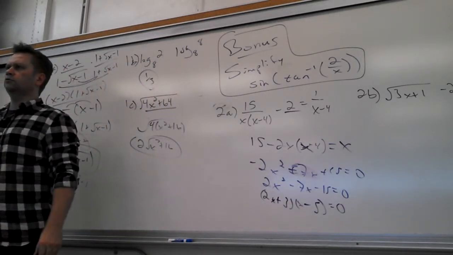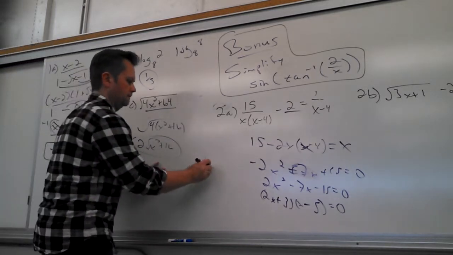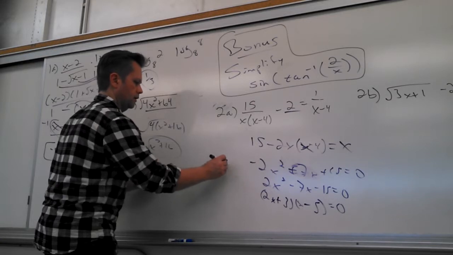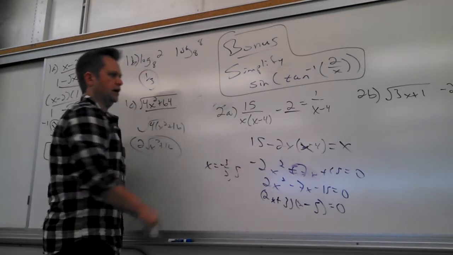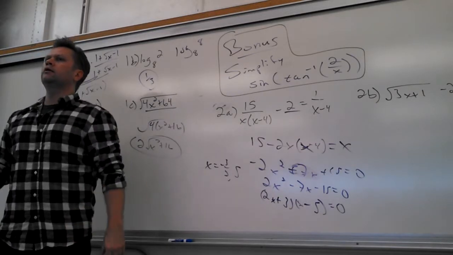Cool. Whatever way you factor, you should have a way to factor. And then your answers would be what? Yeah, negative 3 over 2 or 5. I like it. And neither one of them makes it undefined, so both of them are valid. Cool. Okay.